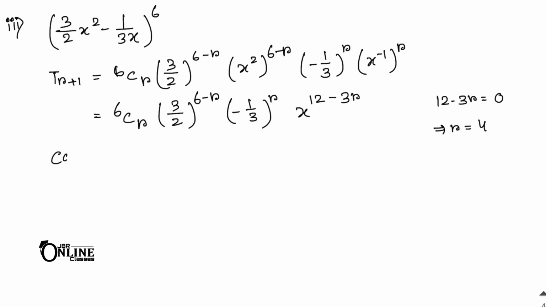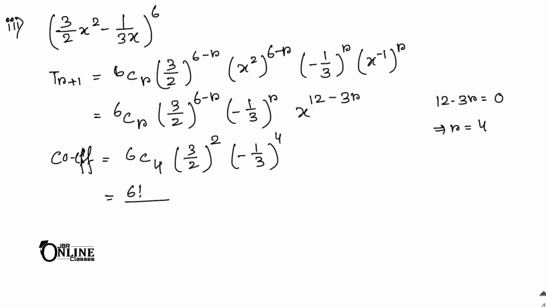Okay, so if r equals 4, then your coefficient will be 6C4 times (3/2) to the power 6 minus 4, that means 2, and here (-1/3) to the power 4. First you have to find the value of 6C4. So you can write 6 factorial over 4 factorial into 2 factorial. Then it's 9/4, positive, and 1/81.